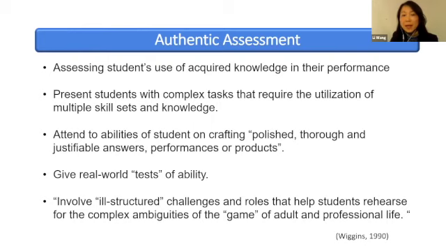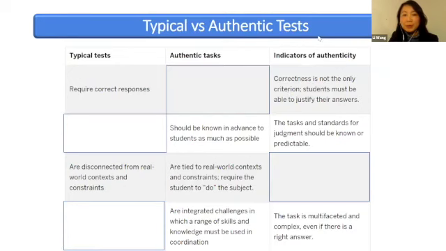And the next activity I would like to have us do is sort of like a guessing game. Okay, so this game is called typical versus authentic test. I have the typical tests, authentic tasks, and then the indicators of authenticity. But in each row, one cell is covered. So can you take a guess at that cell that is missing the information?